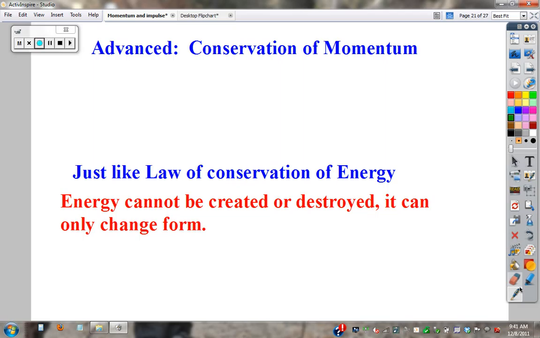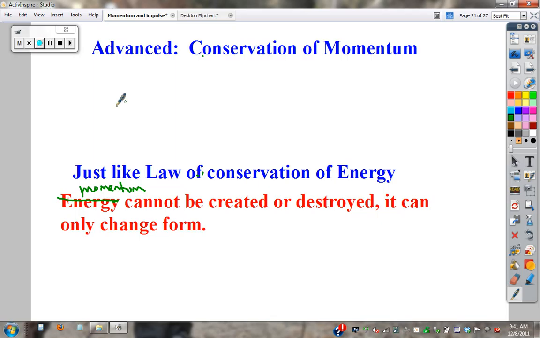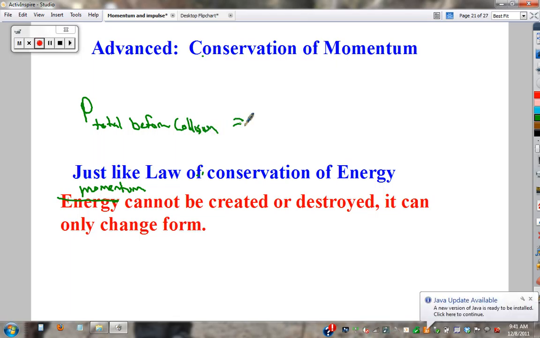And it's the same thing for momentum. This law right here is now momentum. Momentum cannot be created or destroyed. It can only change form. And the way that I write it is momentum total before collision equals momentum total after the collision.